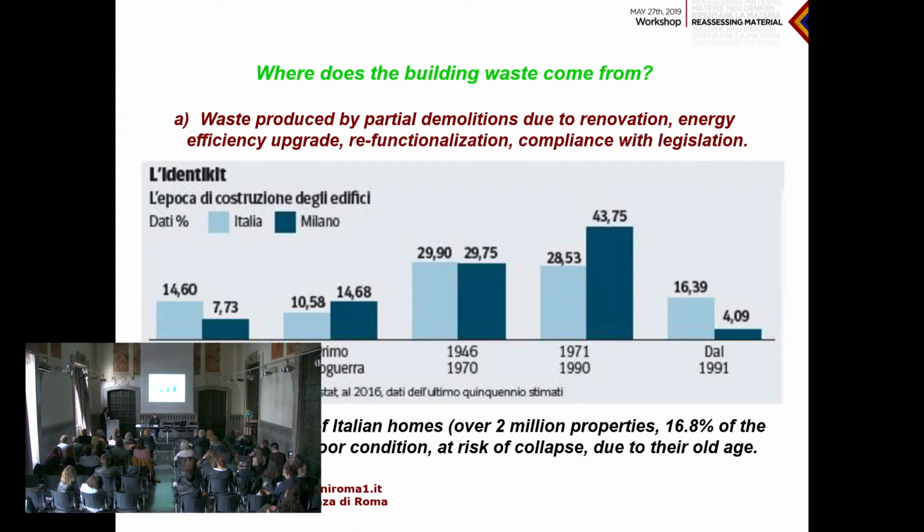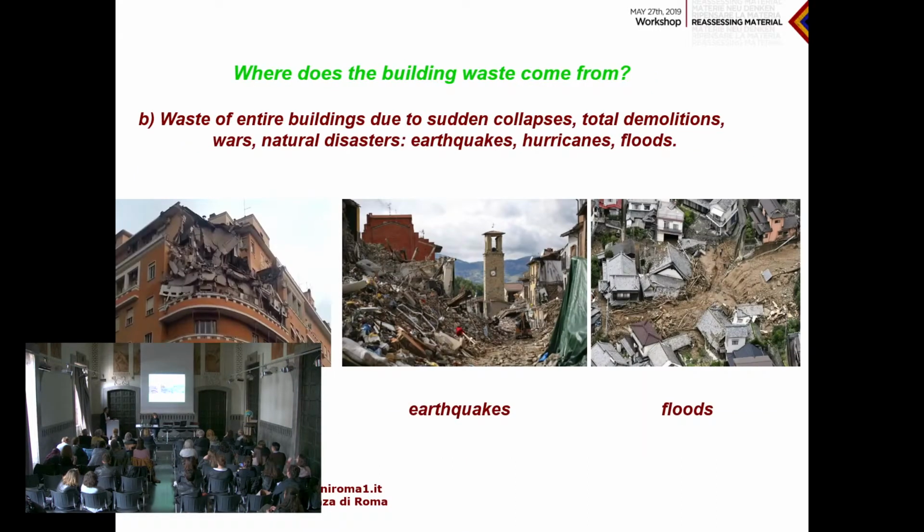Waste produced by partial demolitions of buildings due to renovation, energy efficiency upgrade, refunctionalization, compliance with the legislation. In Italy, almost one-fifth of Italian homes, over 2 million properties, are in poor conditions, at risk of collapse due to their old age. The other way to have waste, where does building waste come from?